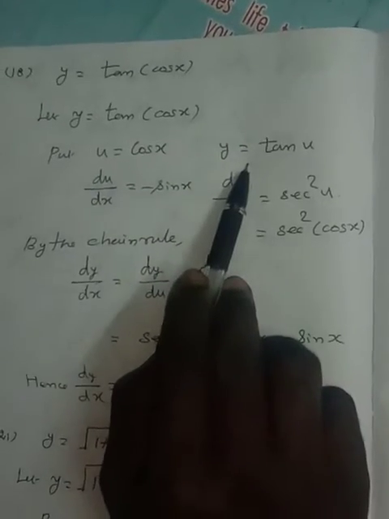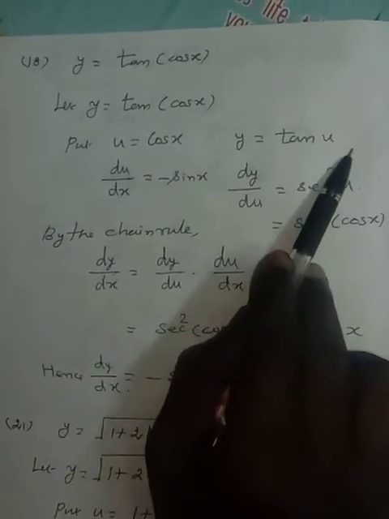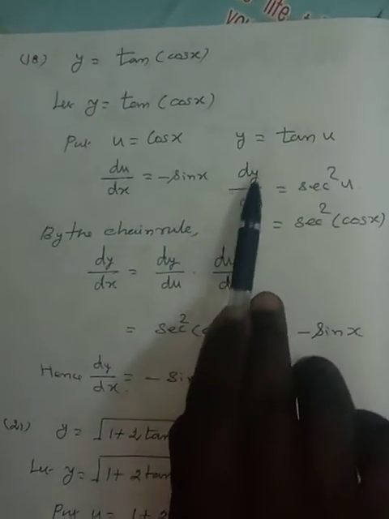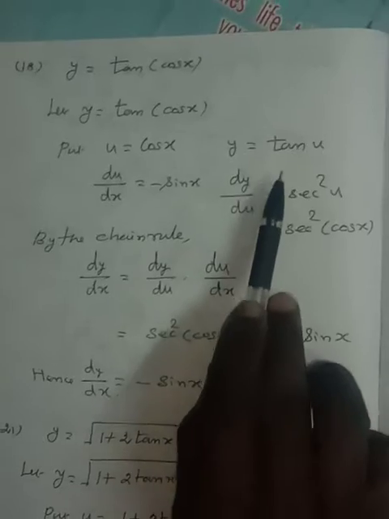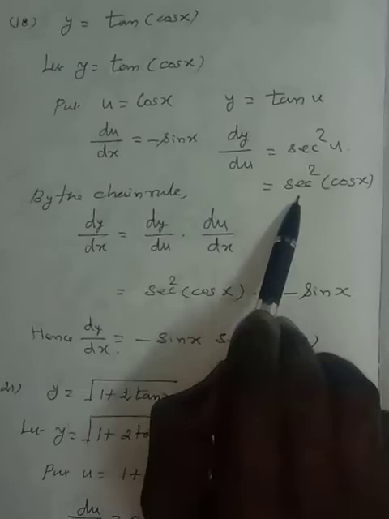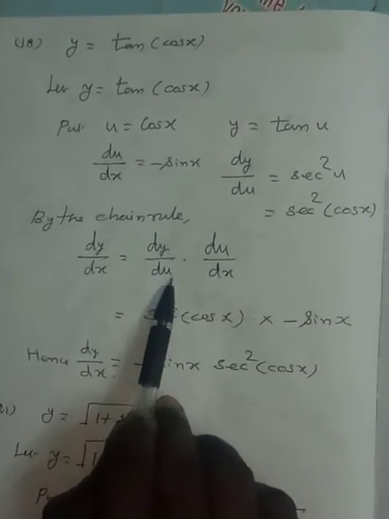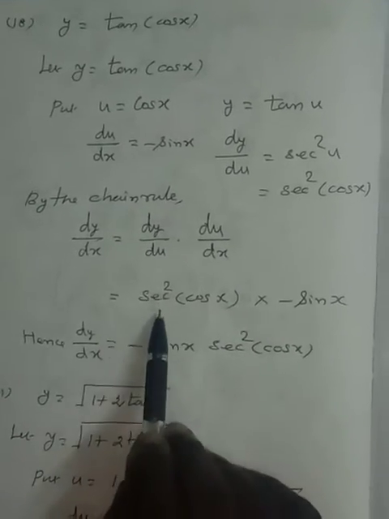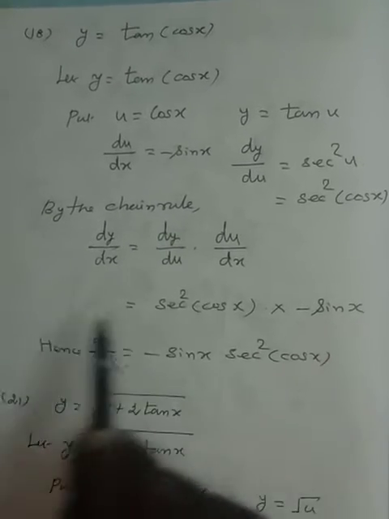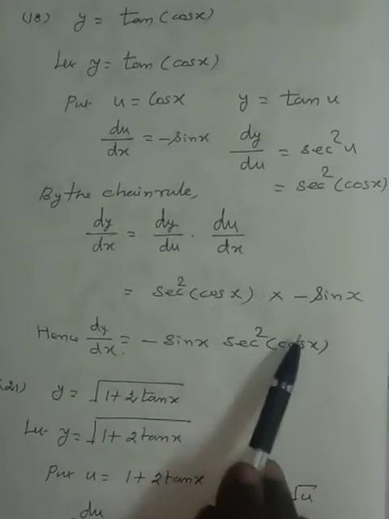Y is equal to tan of cos x, which is tan u. Therefore y is equal to tan u. Now left hand side variable is y, right hand side variable is u. We have dy divided by du is equal to tan u differentiation is secant square u, but u is cos x, therefore secant square cos x. By the chain rule, dy by dx is equal to dy by du into du by dx is equal to secant square cos x into minus sin x. Hence dy by dx is equal to minus sin x into secant square cos x.